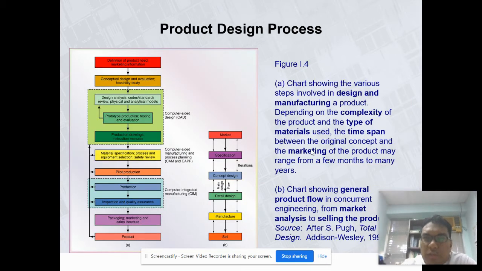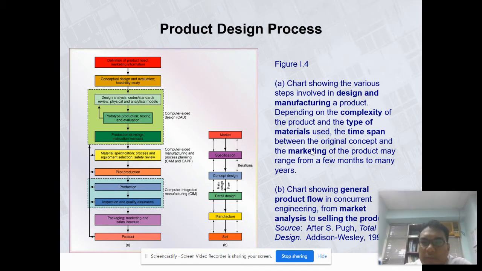So let's go to the general one. If you are working in a company, or you are the owner of the company, or even the engineer, you should know the whole process in producing the product. Okay, so these are 2 figures here. This one is more detailed, you can go through it, but I want to just focus on this general one. This chart shows the general product flow in concurrent engineering from the market analysis to the selling of the product.